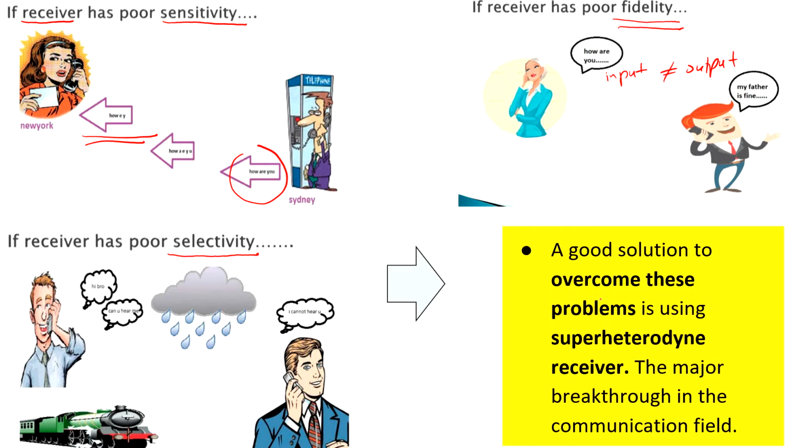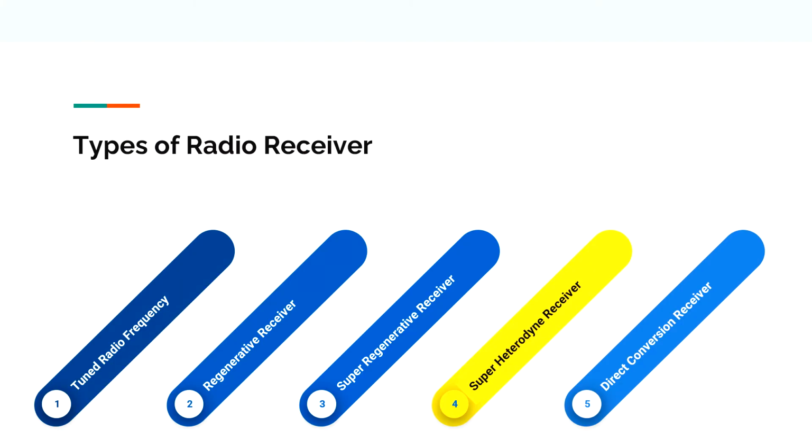A good solution to overcome this problem is using the superheterodyne receiver. It was a major breakthrough in the communication field. For the radio receiver, there are many types: the tuned radio frequency receiver, regenerative receiver, super regenerative receiver, superheterodyne receiver, and direct conversion receiver. But for today, we will cover the superheterodyne receiver only.